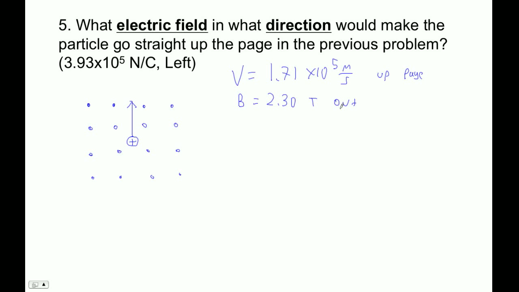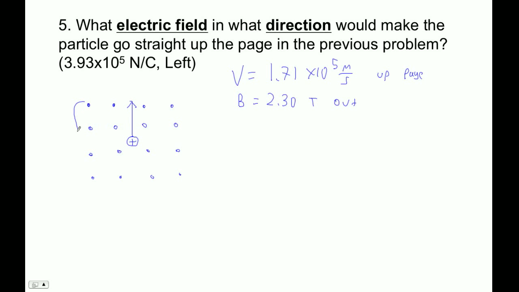Okay, so this is the crossed fields problem, right? These are famous problems that we all as physicists have to solve. What electric field in what direction would make the particle go straight up the page in the previous problem? Well, if in part 4 you drew a picture of it going up the page, this is what you had.